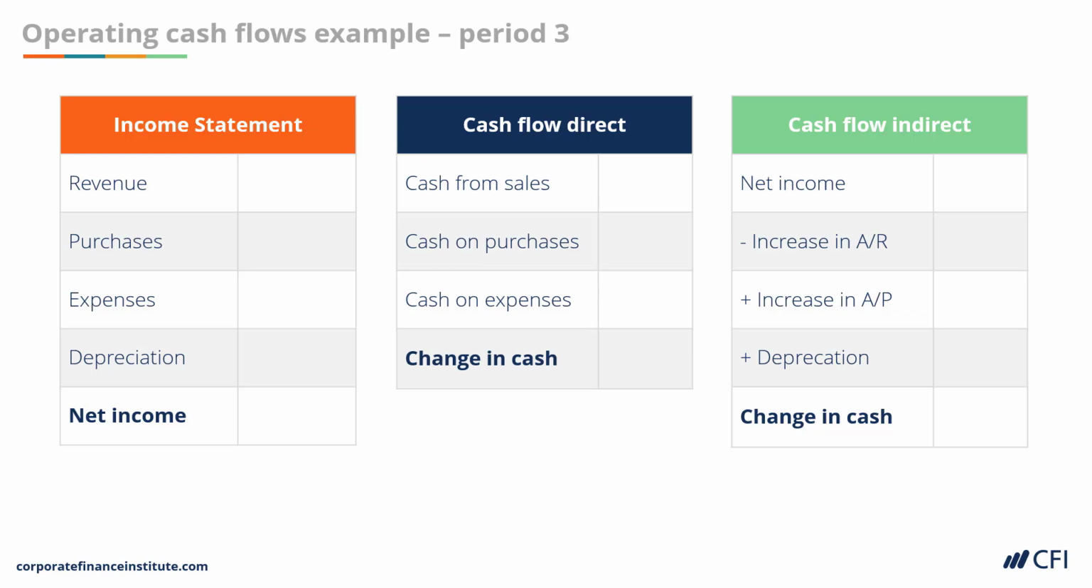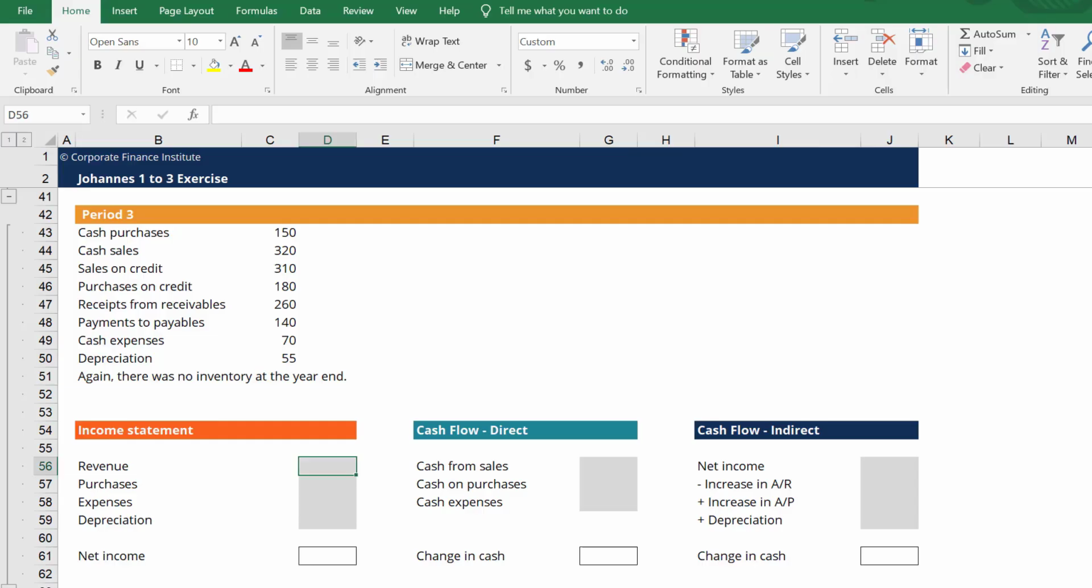Flipping over to the Excel file now for Jonas periods 1 to 3, we're going to calculate the income statement, cash flow using direct method, and cash flow using indirect method, now in Excel. First off, the company had cash purchases of 150, so we're going to take a negative 150 and put it on the income statement. We're also going to do the same thing on the cash flow statement. So we have negative 150 on each.